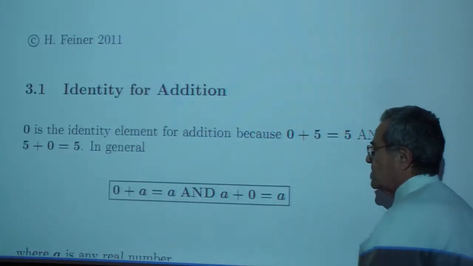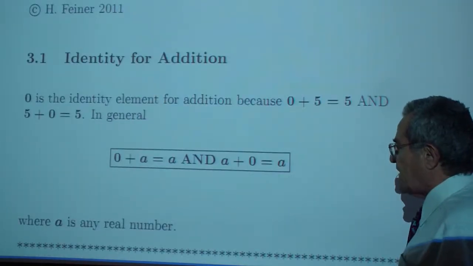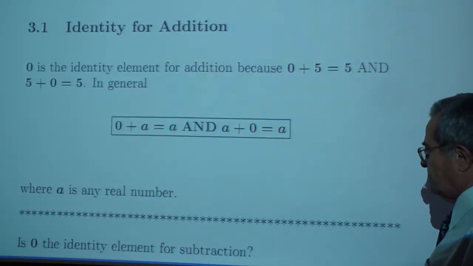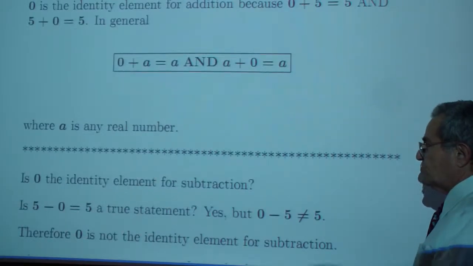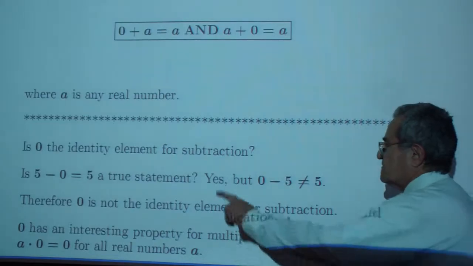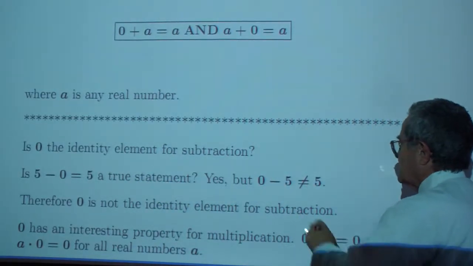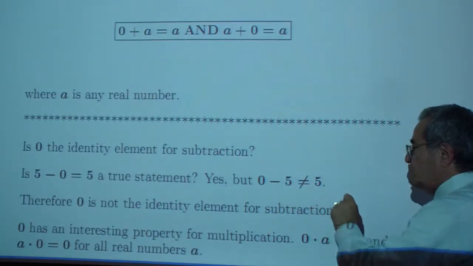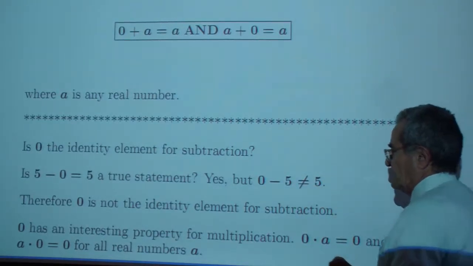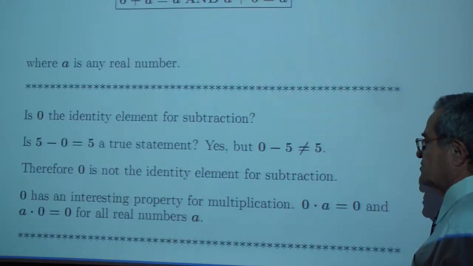Or in general, 0 plus a is a and a plus 0 is also a, where a is any real number. Is 0 the identity for subtraction? Is 5 minus 0 equals 5 a true statement? Yes, but 0 minus 5, when I commute, is not equal to 5. Therefore, 0 is not the identity for subtraction.